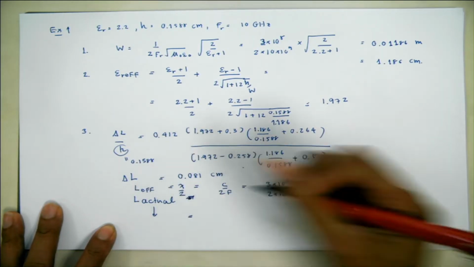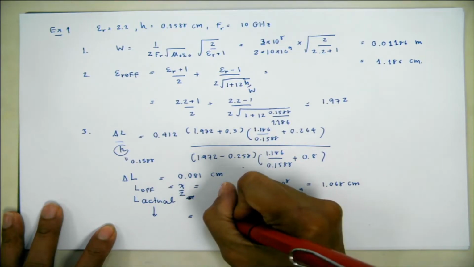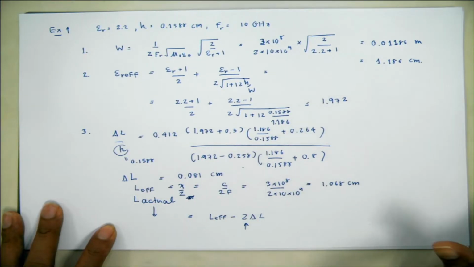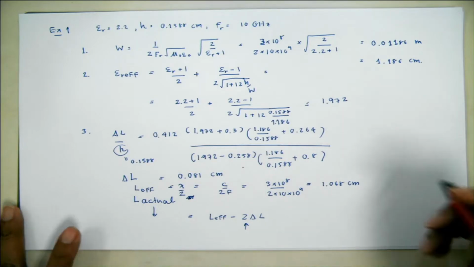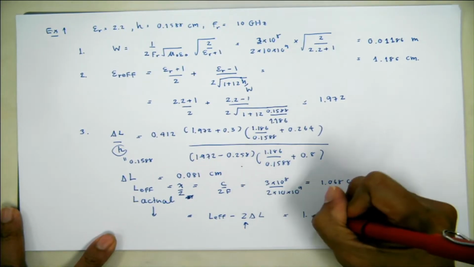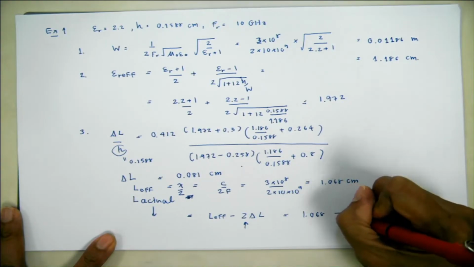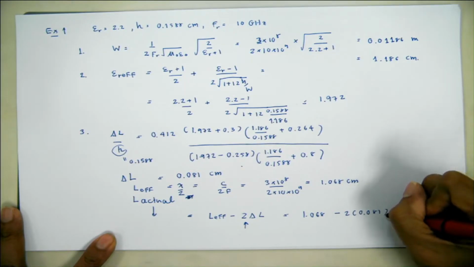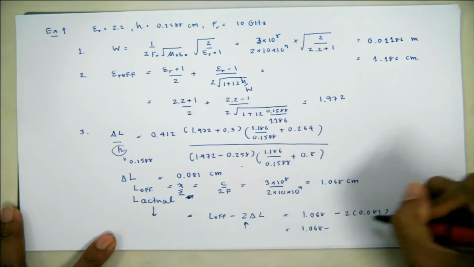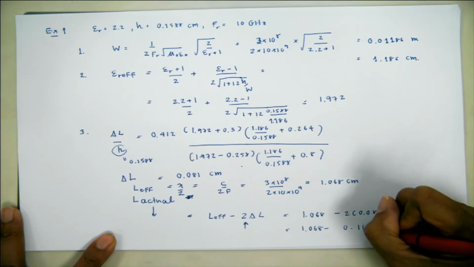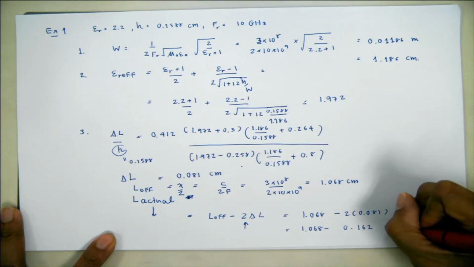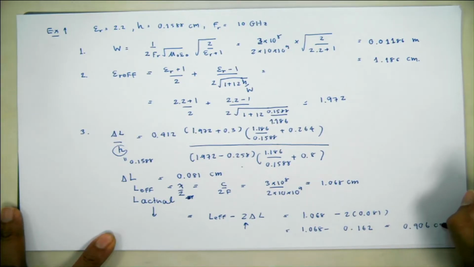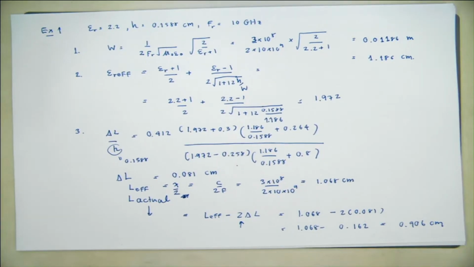So our L actual is then L effective minus 2 of delta L. Why is it 2? Because there are two sides, the opening and the end of the patch. So we have 1.0868 centimeters minus 2 multiplied by 0.089. That gives 162.6 centimeters. So this is done.